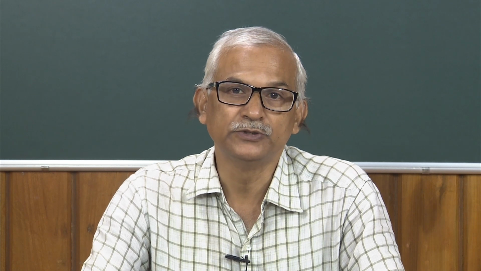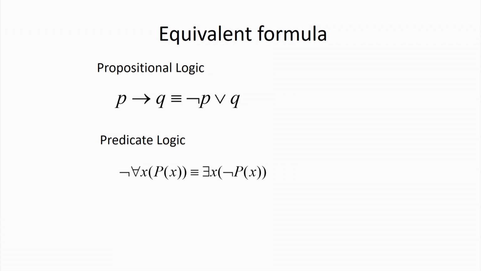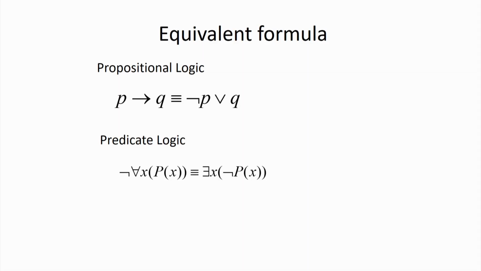So, when we say that two CTL formulas are equivalent, what is the notion of equivalence in terms of CTL formulas? Now, we know about equivalent formulas, and if you look back into propositional logic and predicate logic, we know when we say two formulas are equivalent. As a simple example, P implies Q, or if P then Q, is equivalent to not P or Q. All of you know this particular equivalence.